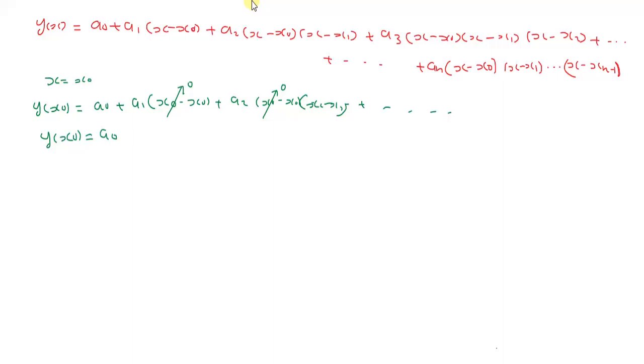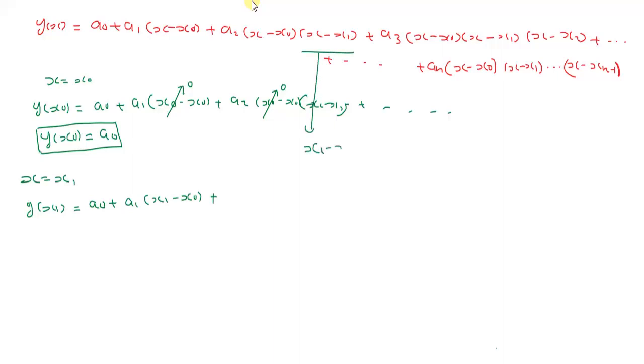Okay. Now let us substitute x is equal to x1 in the above equation. So we will get y of x1 is equal to a naught plus a1 into x1 minus x naught plus, now the next term, if we substitute, this term x minus x1 will become x1 minus x1. So that term will be 0, so we only need to consider these two terms.